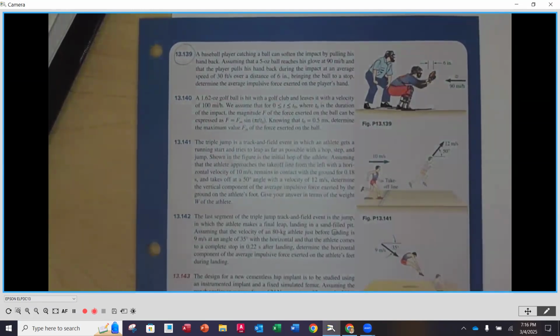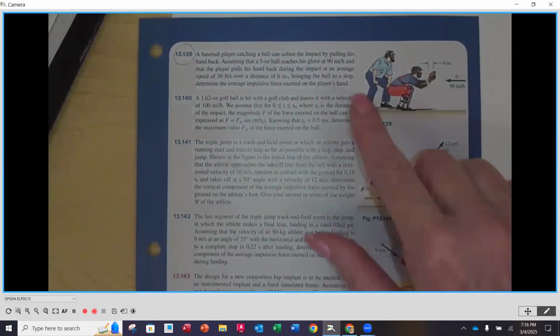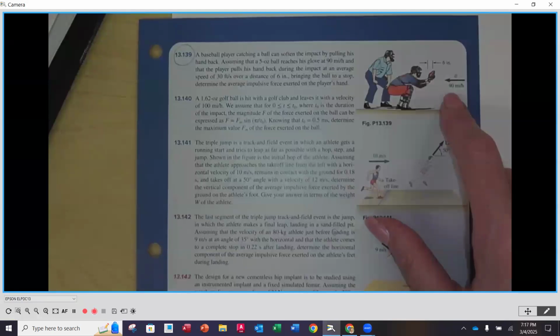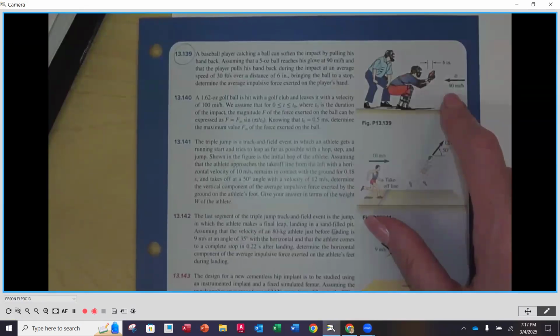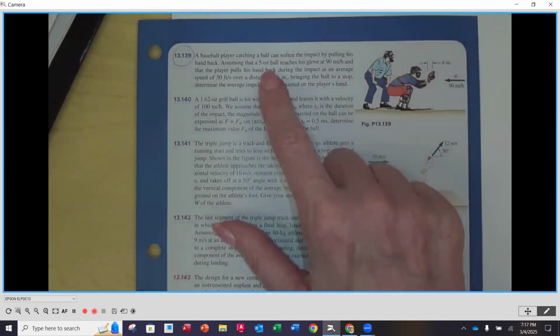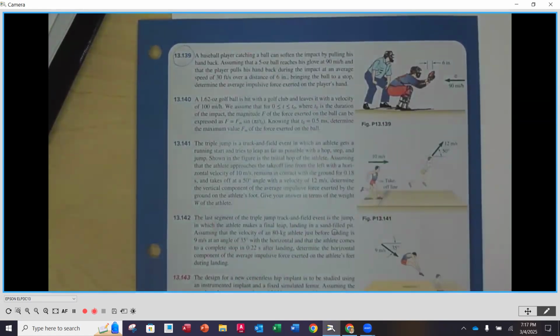So again, the approach is going to be impulse momentum. Couple things to keep in mind. Notice that your velocity coming in here is 90 miles per hour. You want to convert that. Make sure you convert it to feet per second to be appropriate with our units. Additionally, you have a 5-ounce ball that is weight. There are 16 ounces in a pound, so you want to get that weight into pounds.